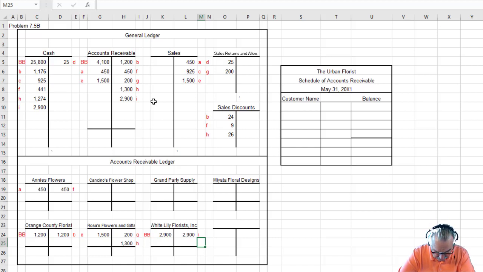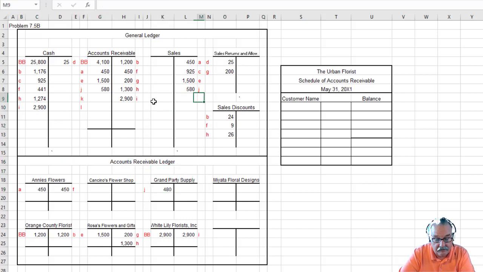Transaction J. This is a sale to Grand Party Supply, debit accounts receivable, credit sales for $580. And J, K, and L are all exactly the same. They're sales. K is to, before we do that, J needs to go to Grand Party Supply. Let's not get ahead of ourselves. So that J transaction to accounts receivable needs to go down below.